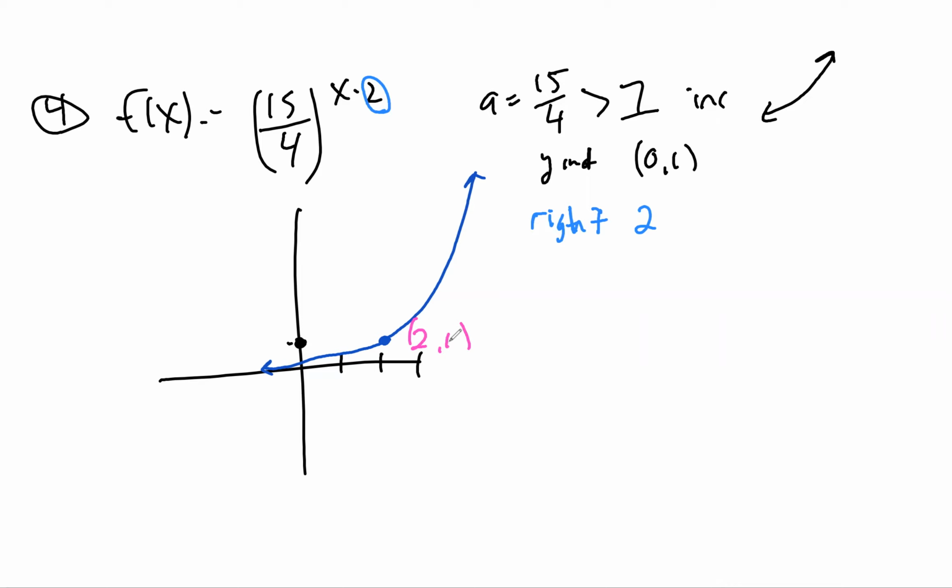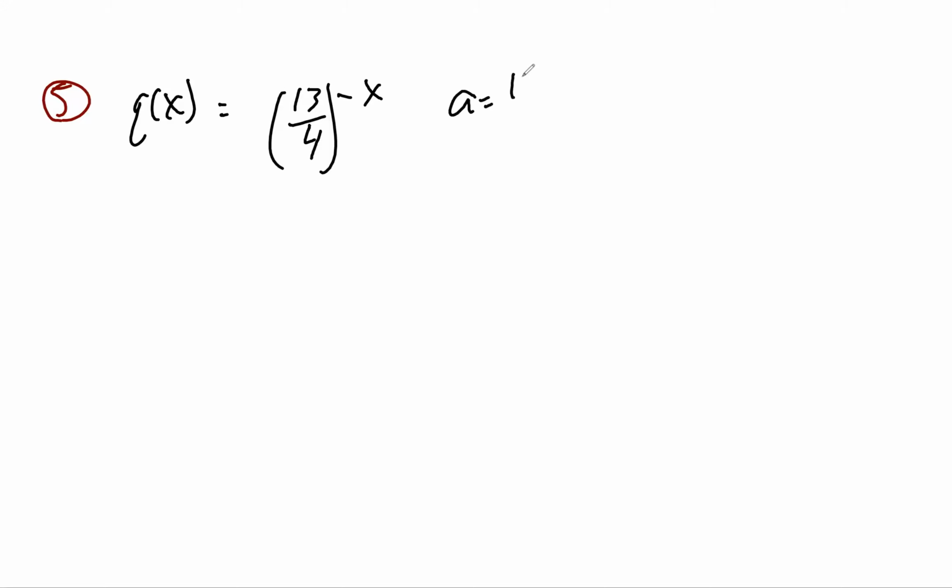Okay. Number 5. Let's see, number 5. All right, we're going to have q of x equals (13/4) to the negative x. Okay, and so we know that a equals 13/4, and I know that that is greater than 1, so this is an increasing function, going to look like this. The y-intercept is (0, 1).